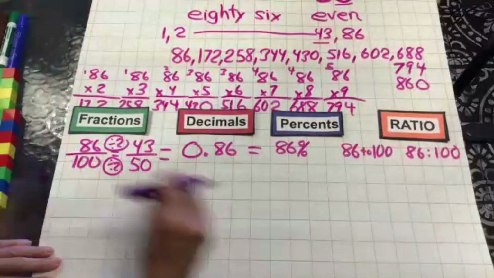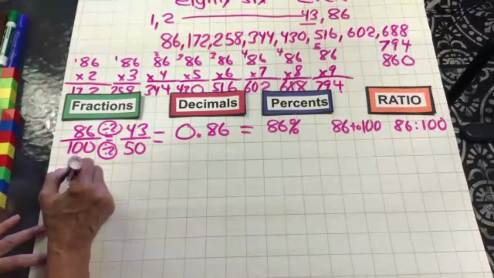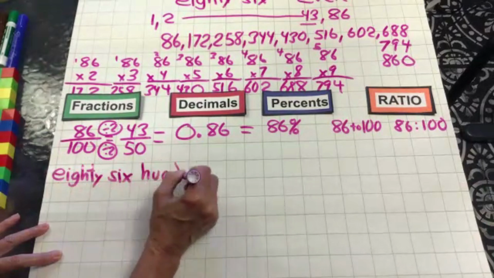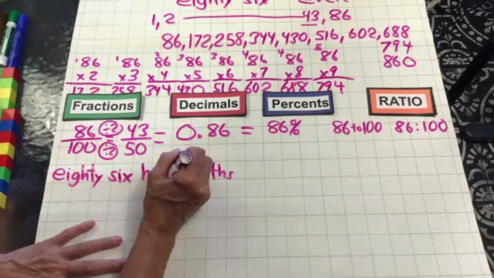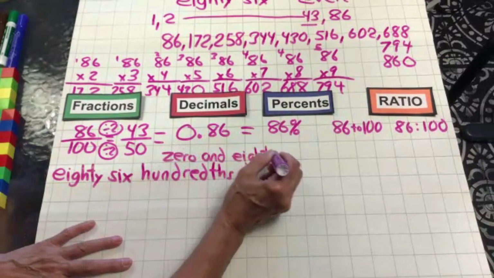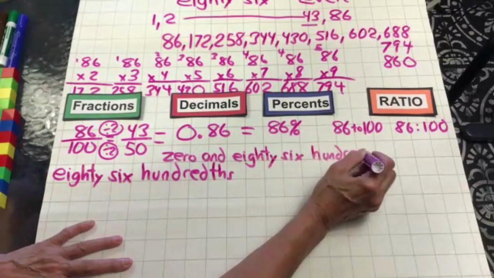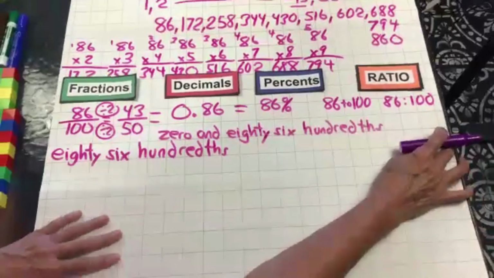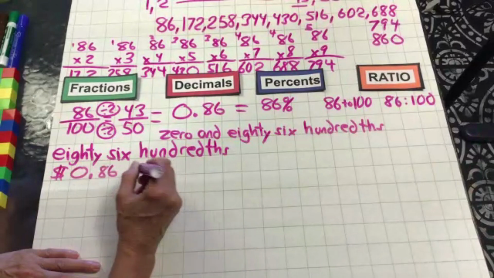All right, so now we want to talk in word form. So it would be 86 hundredths with the good old THS. Our decimal would be 0 and 86 hundredths. And if we were to go a step further and put it into money, it would be $0.86.